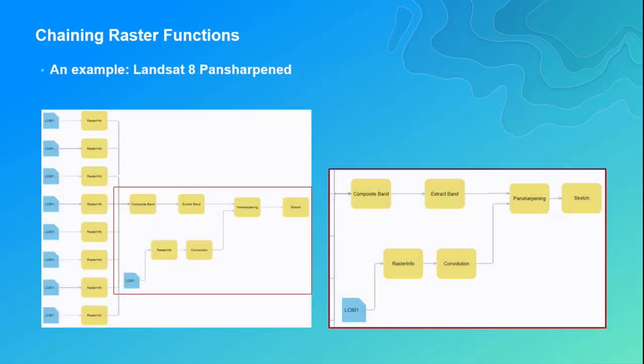So here is what a basic function template looks like. Actually, this is not basic, this is the Landsat 8 pan-sharpen raster function template. It's just taking all the bands, getting the info from them, making composite bands, extracting the pan-sharpen band, extracting the multispectral product, and creating a pan-sharpen product from that. So that's what a pretty basic function template looks like.